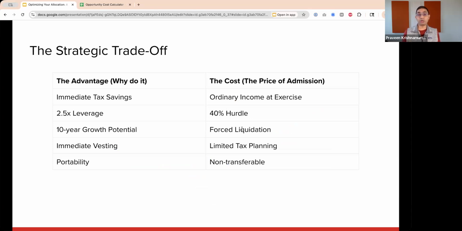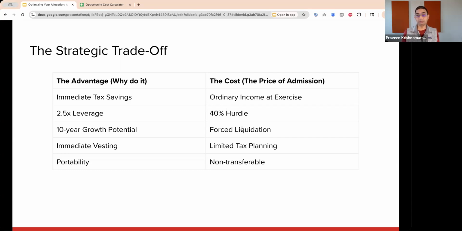So here's the strategic trade-off in front of you. I want you to think of each row as two sides of the same coin. For every compelling advantage, like pre-tax purchase, leverage, long-term horizon, there's a corresponding catch that you need to weigh carefully.